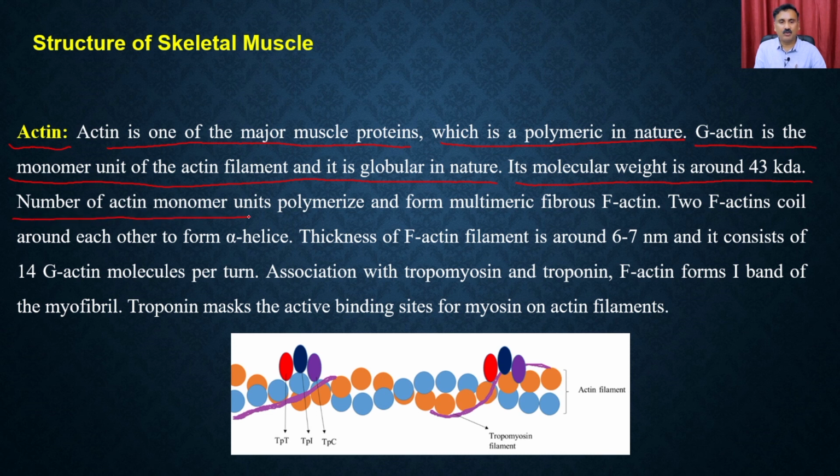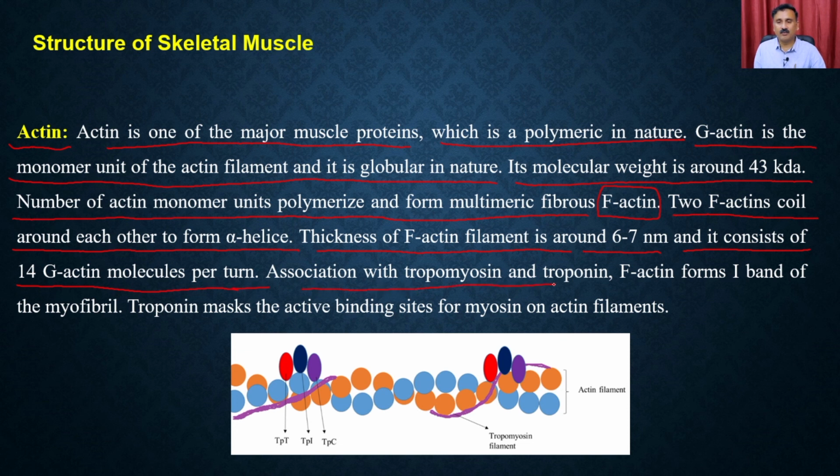A number of actin monomer units polymerize and form a multimeric fiber called F actin. So, F actin is the polymeric, or fibrous, actin. Two F actin strands coil around each other to form an alpha helix. What you see here is one actin monomer and another actin monomer, and that is how they form a coiled structure, the helices. The thickness of the F actin filament is approximately 6 to 7 nanometers, and it consists of 14 G actin monomers per turn.